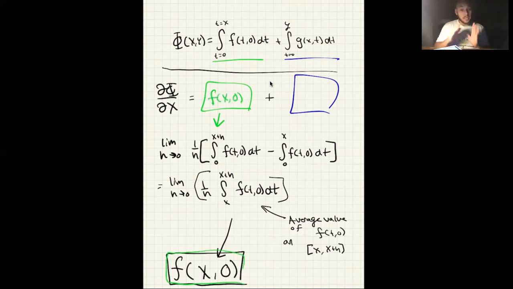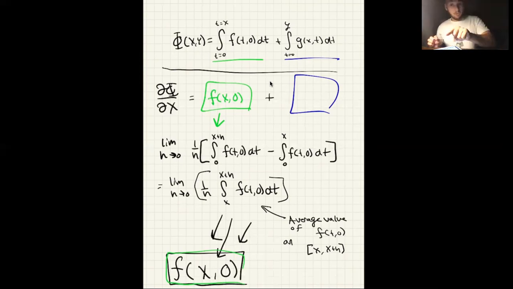If you have done an analysis class and you know about continuity and integrals, then you can work this out in terms of a Riemann sum. But I don't know if everybody has taken analysis and has worked with these limits before, so just think of it as taking an average value of that function on that interval.